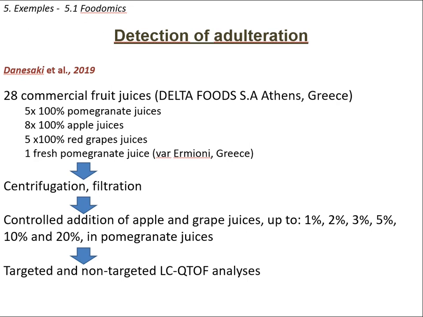So they took 28 commercial fruit juices. 5 of them were 100% pomegranate juices, 8 of them were 100% apple juices, and 5 were 100% red grape juices. And they also made one fresh pomegranate juice themselves from a particular variety of pomegranate. They centrifuged and filtered, and they added controlled amounts of apple and grape juices, 1, 2, 3, 5, 10, 20% in the pomegranate juices. And they made both targeted and non-targeted LC-Q-TOF analyses.